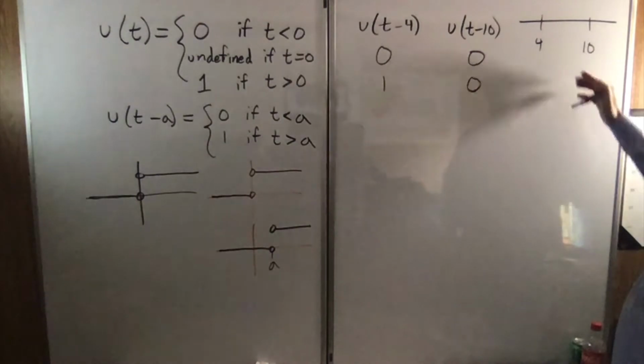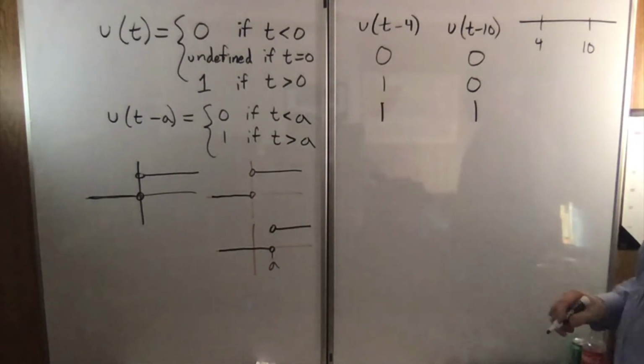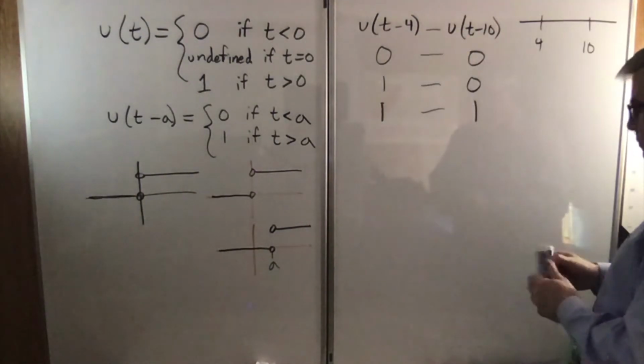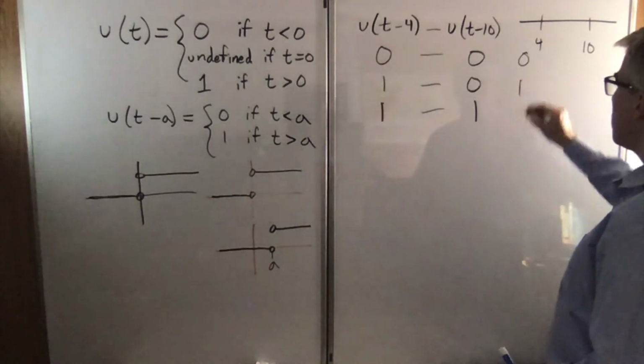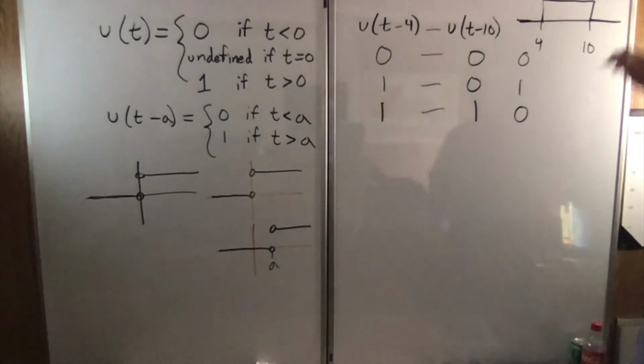If we take something bigger than 10, this is going to be a 1 and this is going to be a 1. Now suppose we subtract these functions. We'll have a function that is 0, then it is 1, then it is 0. In other words, we have a single step up and step back down.